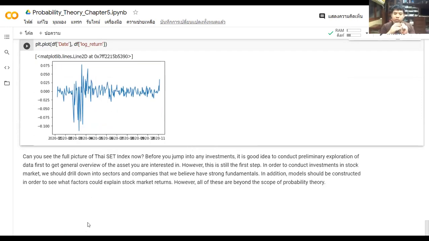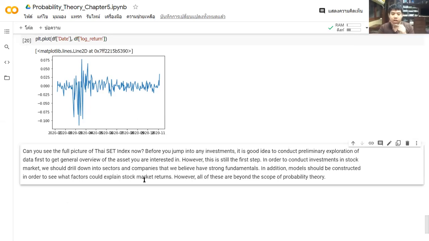Can you see the full picture of the Thai SET index now? Before you jump into any investment, it's a good idea to conduct a preliminary exploration of the data first to get a general overview of the asset you are interested in. However, this is still the first step. In order to invest in the stock market, we should drill down into the sectors and companies that we believe have strong fundamentals. In addition, models should be constructed to see what factors could explain stock market returns. However, all of these are beyond the scope of probability theory. And this wraps up the end of chapter 5.